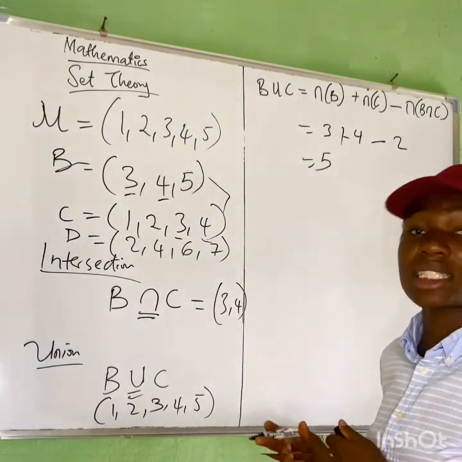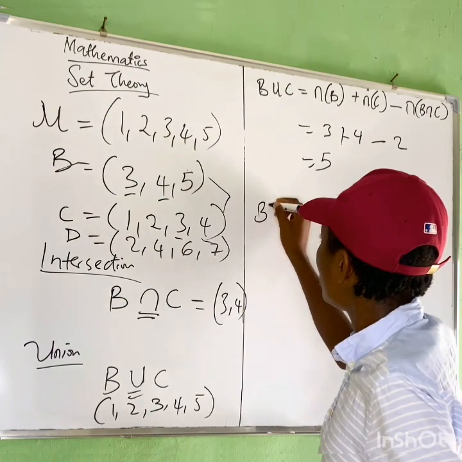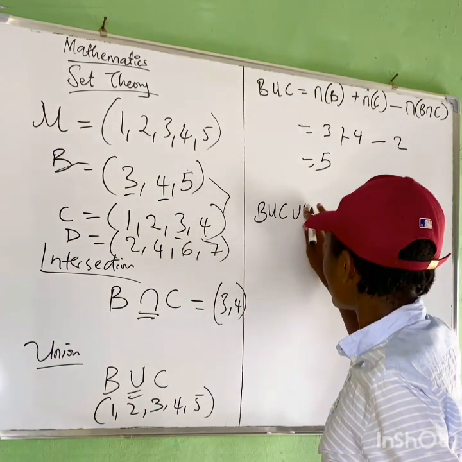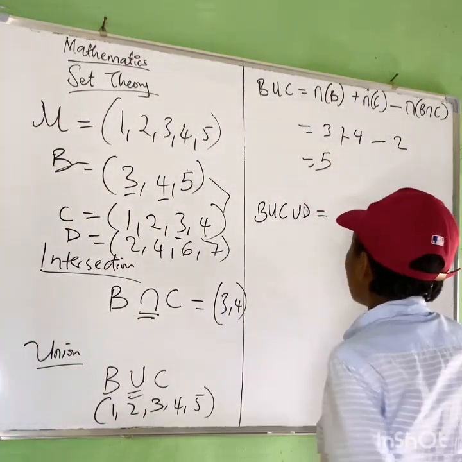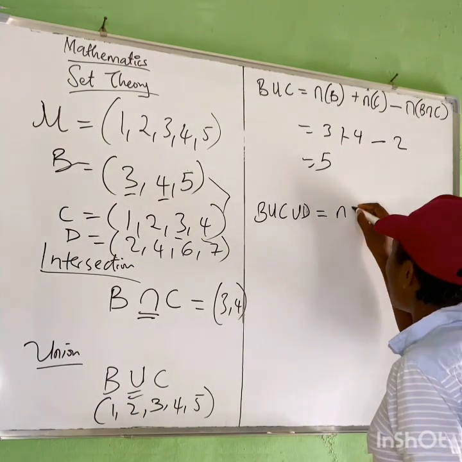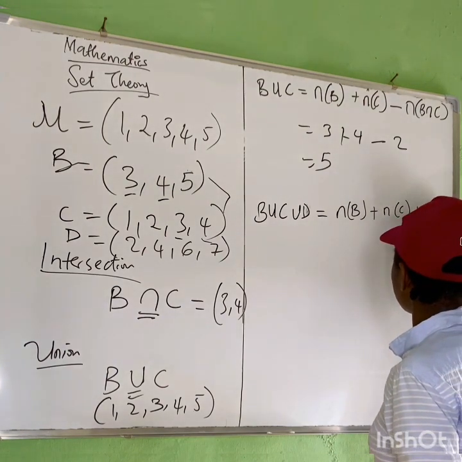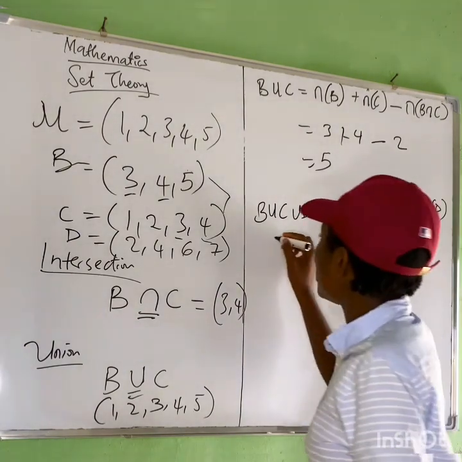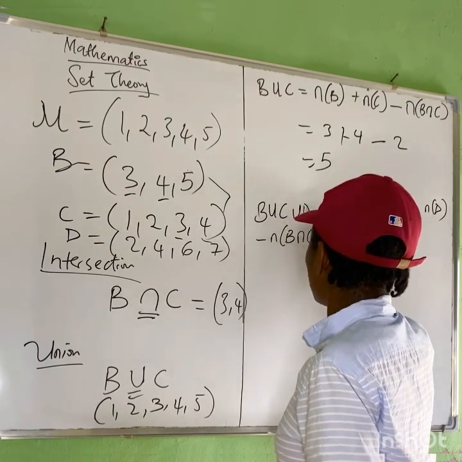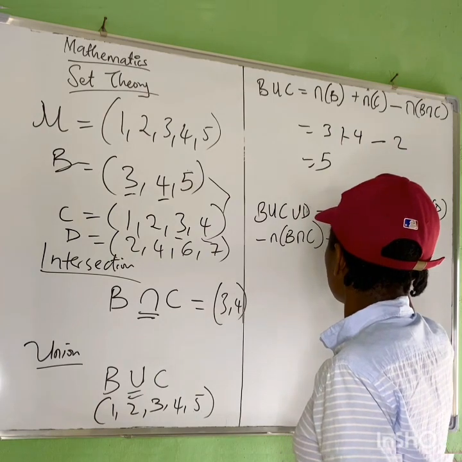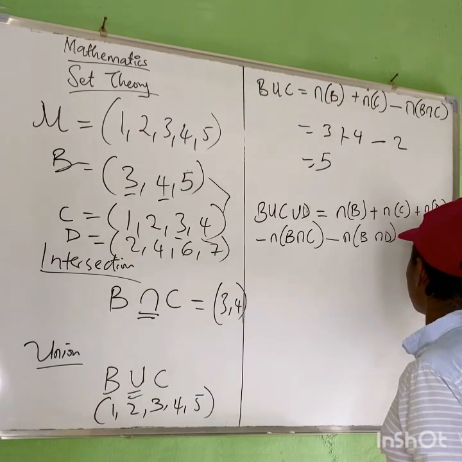Now, what if we have 3 sets? 1, 2, 3. I want to unite them, the union of these sets together. When we want to have B union C union D, we want to unite these 3 sets. Now the format to know the number of elements: we have the number of elements in set B plus the number of elements in set C plus the number of elements in set D, right? 1, 2, 3. Now we subtract the number of elements in B intersection C, subtract the number of elements in B intersection D, and subtract the number of elements in C intersection D, right?